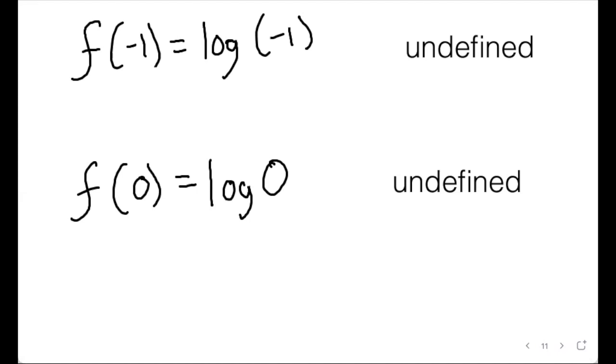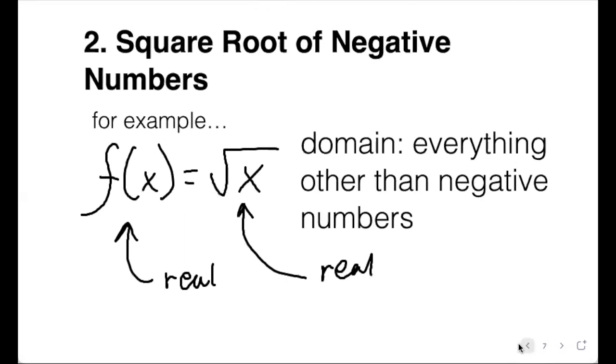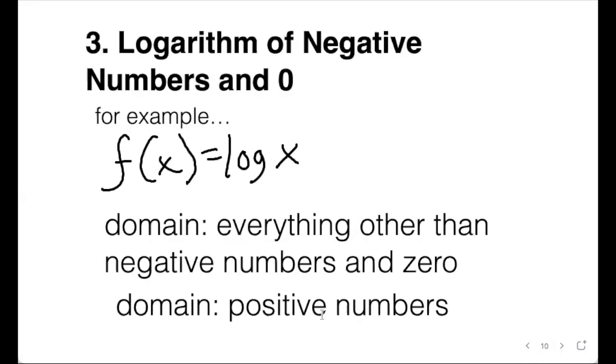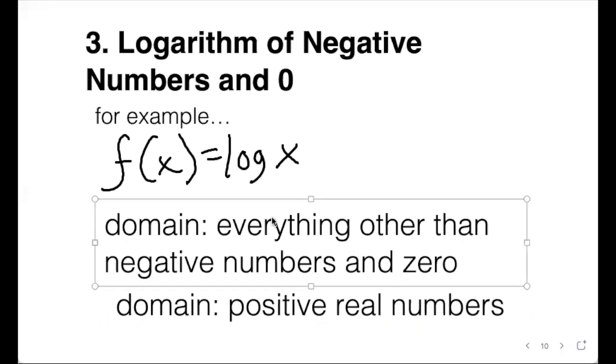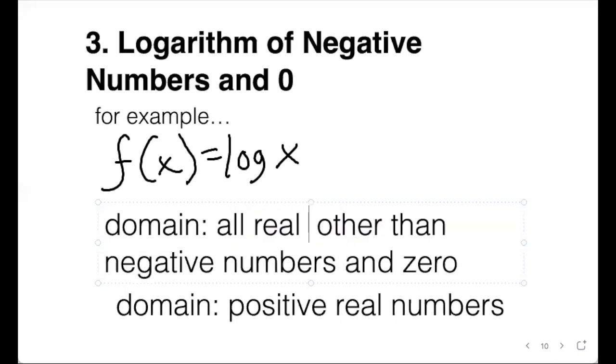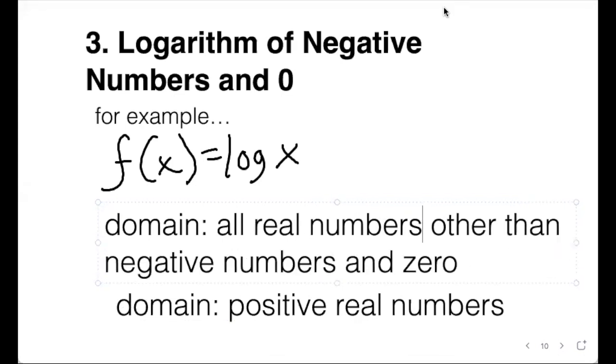Okay, so actually, we can be more specific here. Remember, I said that x and f of x for all of these domain problems will always be real numbers. So we can actually be more specific. Instead of saying like positive numbers here, why not say instead positive real numbers. It's just a little bit extra detail. Or instead of saying everything other than negative numbers and zero, why not say like real numbers, all real numbers other than negative numbers and zero? That's just a little bit more specific.